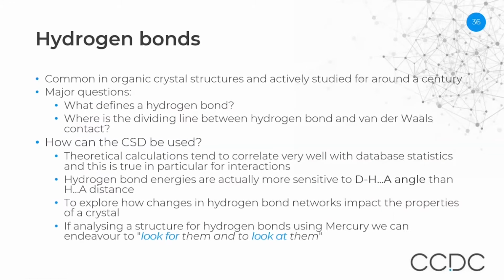Hydrogen bonds are frequently observed in organic structures. They have been studied for around a century. And when investigating hydrogen bonds, we need to know what defines one and when a bond changes from a van der Waals contact to a hydrogen bond. Of course, all of this information could be found in a textbook, it could be looked up on Google, or we could look at it in the glossary in our handout. But with the CSD, we can actually delve further and see what's happening for ourselves. We can, in effect, endeavour to look for them and look at them, and then we can actually learn from what we see.